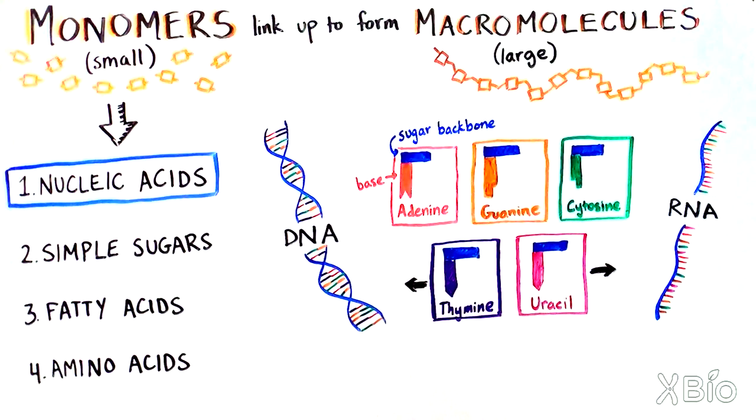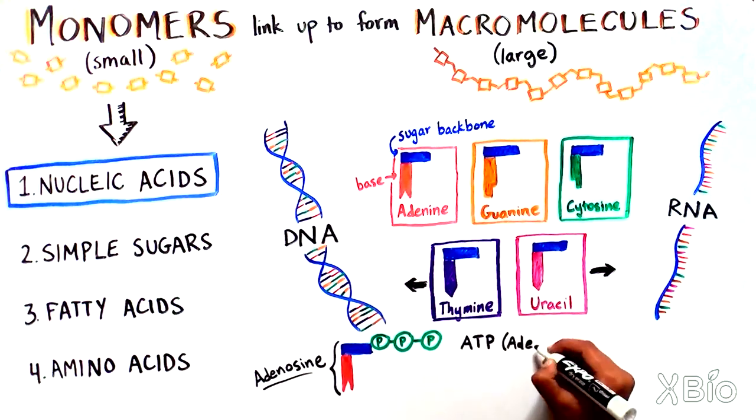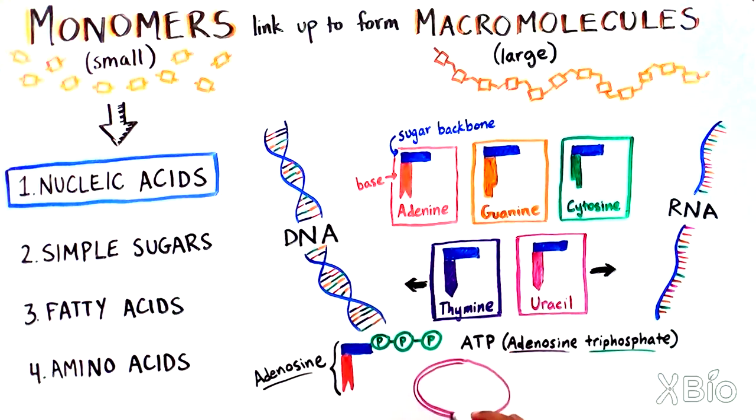The smaller nucleotides also have critical roles in our cells. One of them, adenosine, which is formed when adenine binds to ribose sugar, can be modified to form a molecule called ATP, or adenosine triphosphate. ATP is the most important energy source for our cells.